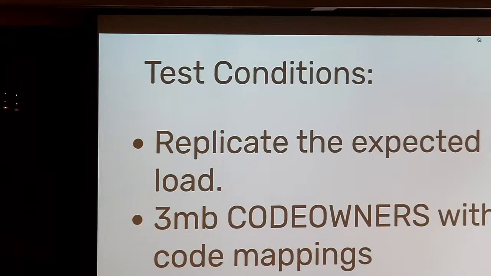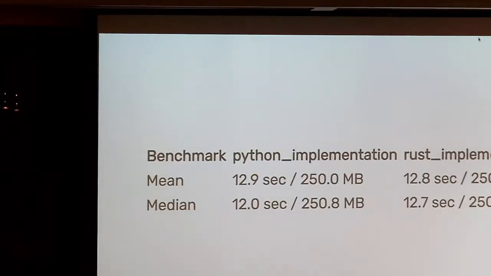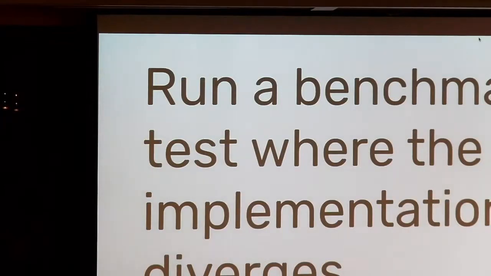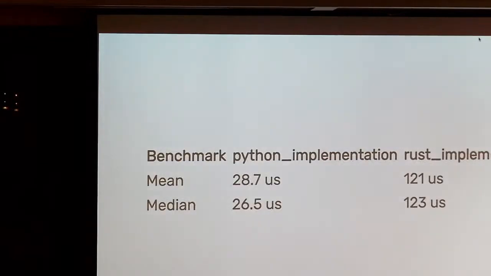For the test conditions, we want to replicate the expected max load. That's going to be a 3 megabyte code owners file with 5 code mappings, equivalent to about 15 megabytes of stuff. When I ran it, there wasn't much of a difference. The Python and Rust implementations were pretty similar, both CPU time and memory-wise. So I wanted to run a benchmark where the implementations diverge, specifically when we start calling the Rust code versus the Python code.